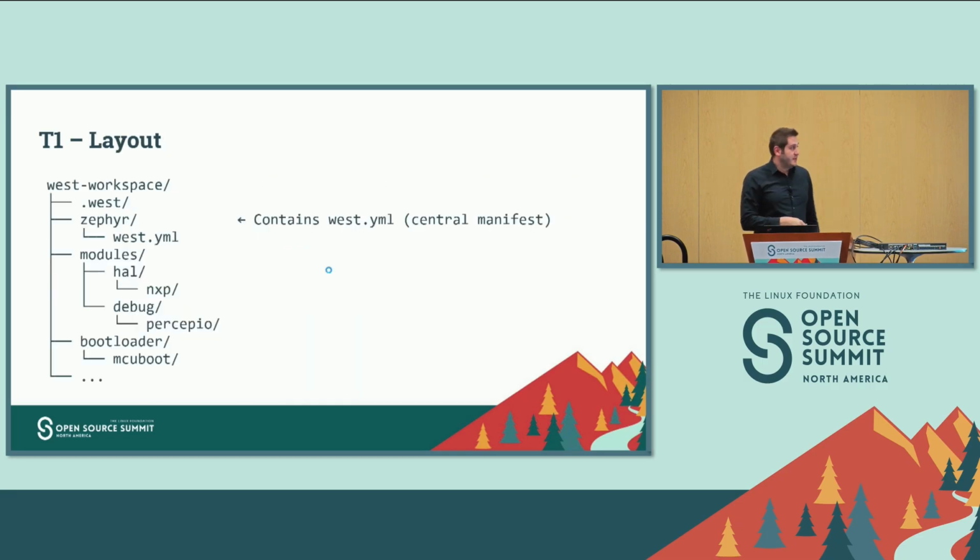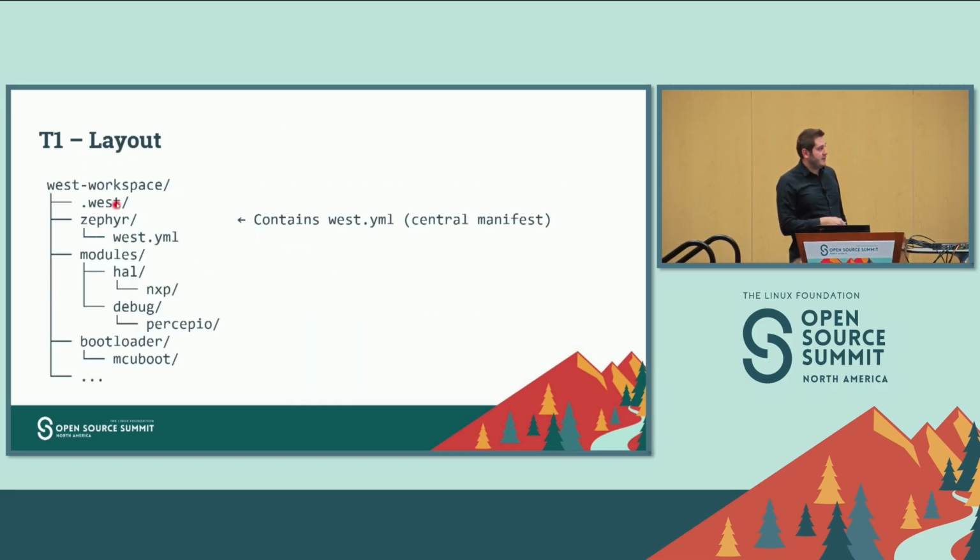So in this setup, this is the standard layout. Basically, in the workspace, you have the .west. This is to tell that this folder is a workspace. And under the Zephyr folder, you have a west.yaml, and this is the central manifest that we're using. And we have all the modules here.